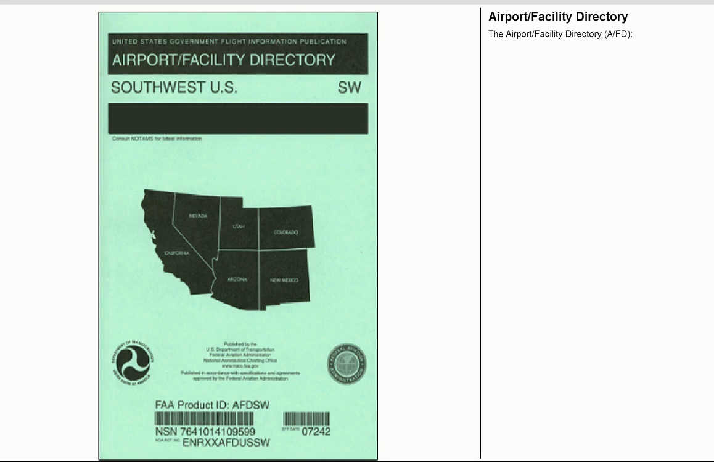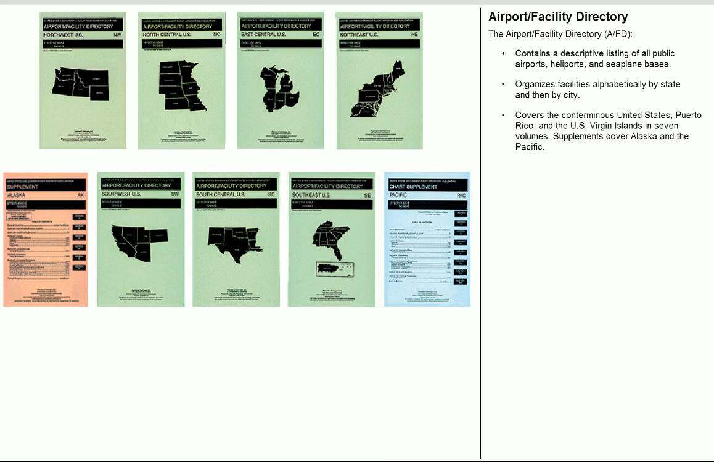Published by the National Aeronautical Charting Office, the Airport Facility Directory, or AFD, contains a descriptive listing of all airports, heliports, and seaplane bases that are open to the public. The AFD organizes the facilities alphabetically by state and then by the city associated with the facility. The AFD is divided into 7 volumes, each of which covers a specific region of the conterminous United States, Puerto Rico, and the U.S. Virgin Islands. Supplements to the AFD cover airports in Alaska and the Pacific.